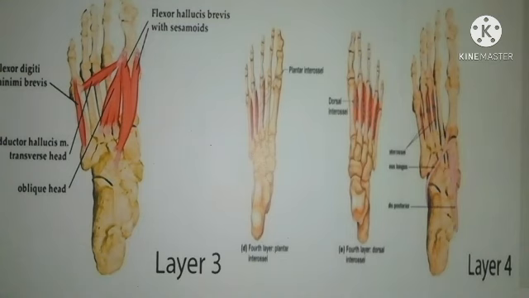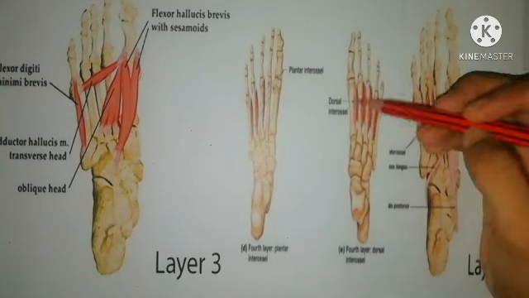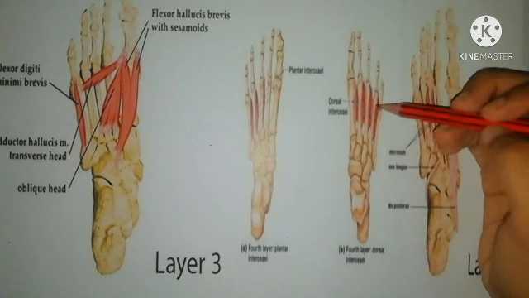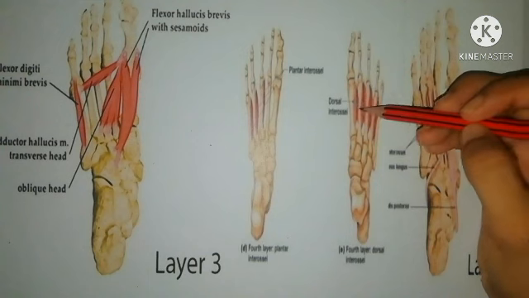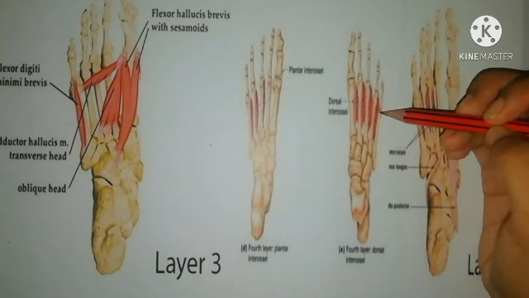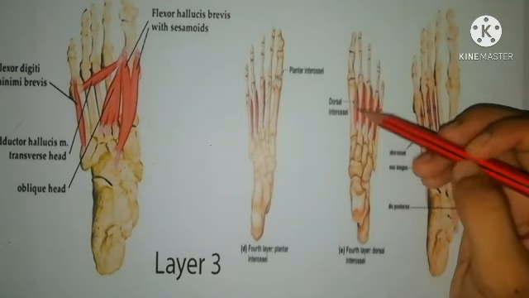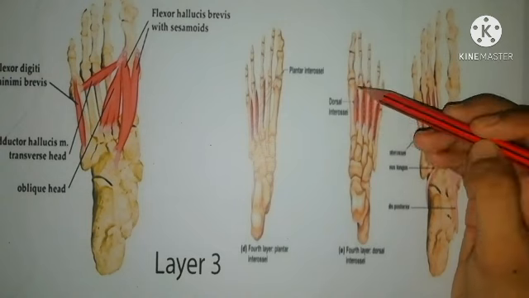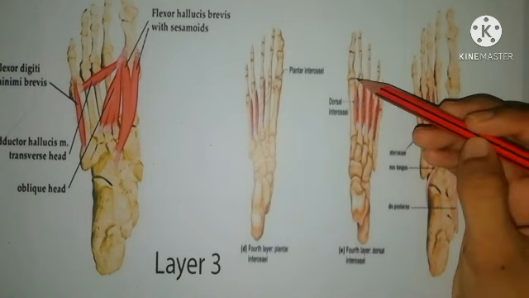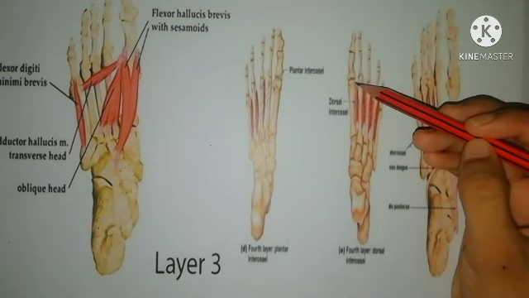Action is adduction of 3rd, 4th and 5th toes and flexion of metatarsophalangeal and also the extension of the interphalangeal joints of the 3rd, 4th and 5th toes. Dorsal interossei. These are the muscles. It has 4 bellies and these are bipinnate and fills the gap between the metatarsals. Origin is from the metatarsal bones. Insertion is in the base of the proximal phalanx and the dorsal digital expansion of the toes.